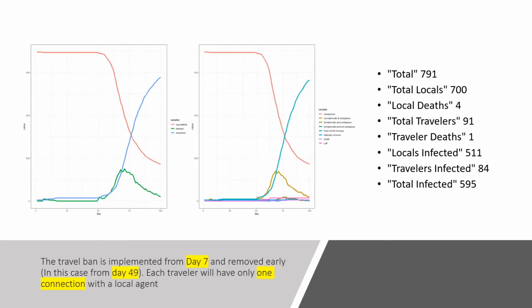Here, we are using the previous template with only one change. A traveler has only one connection with the local agent when he or she enters the system. Local infected number is 511.